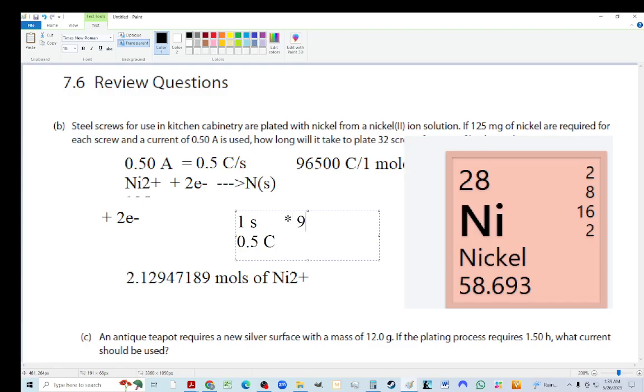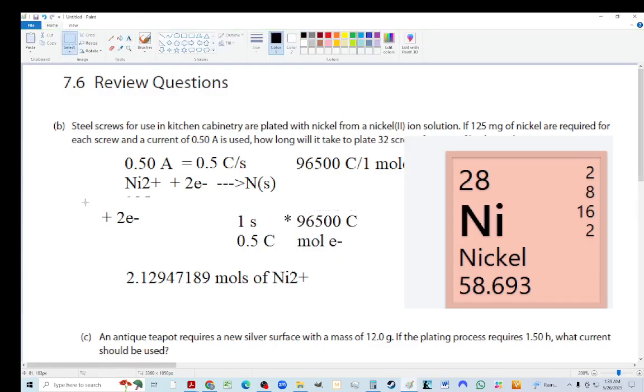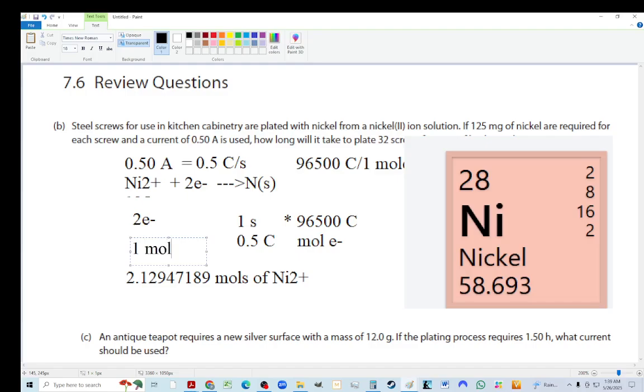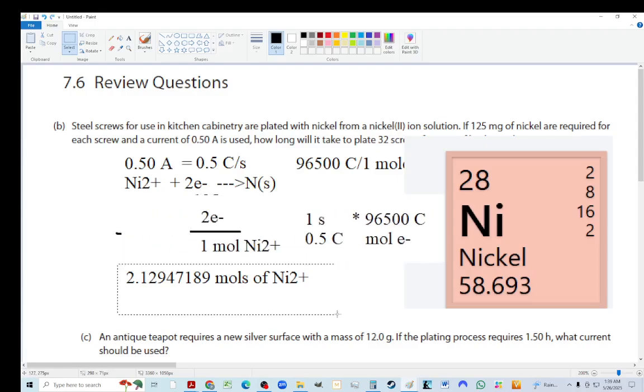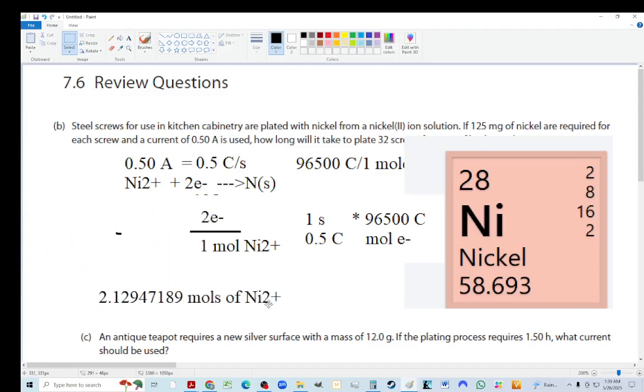Well, Faraday's constant is 96,500 coulombs per mole of electrons. So that means I want to cancel electrons. And over here, I can see that there's 2 electrons, or moles of electrons, for every 1 mole of nickel ion. That's what this equation tells us. Which means if I use this, I need to cancel out the word moles of nickel ion. All these things are multiplying each other. And lo and behold, there I have moles of nickel ion right there. Just going to do it like this.